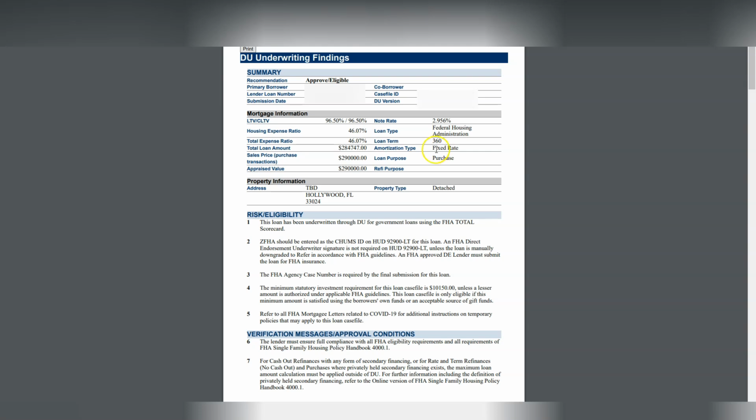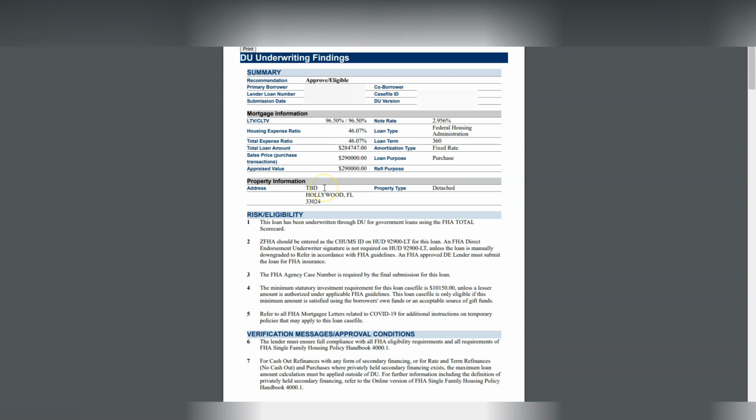Now, let's get started going over some of the findings and what DU wants from us. So let's go a little bit further down, property information. It says address, and then it says TBD, to be determined, which means the property hasn't been found yet. An offer hasn't been made, and there's no purchase contract yet. So this is basically a pre-approval, not an actual approval for the loan. But if the borrower finds an address, we would simply need to plug in the address and rerun the findings so that you have an address, but we already know that the borrower initially is already approved.